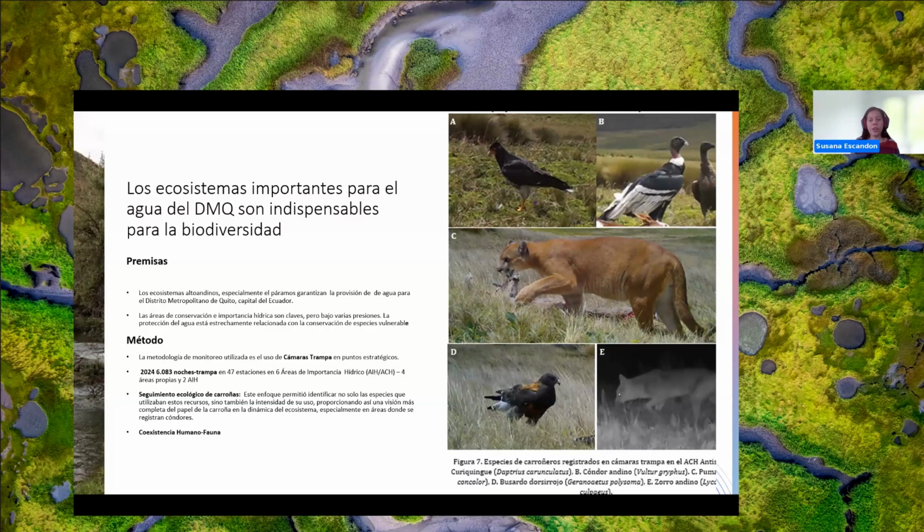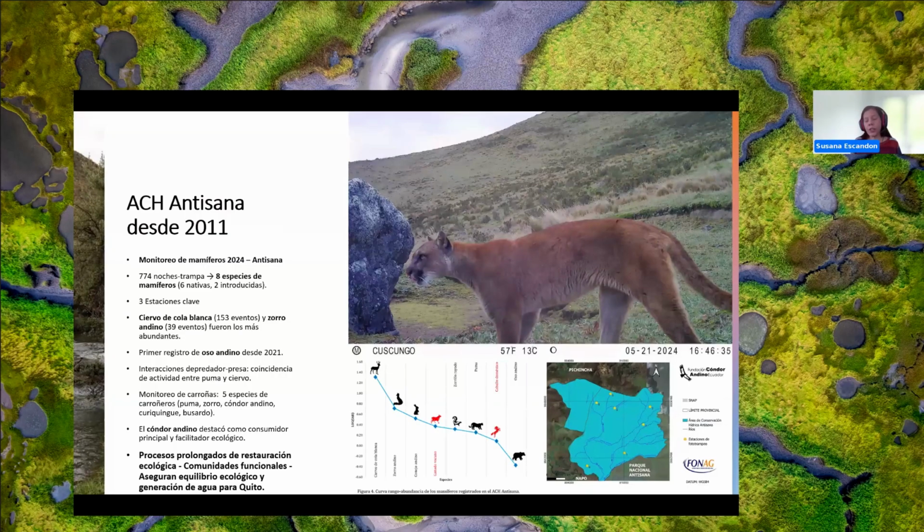Ecological monitoring of carrion. This approach allowed us to identify not only the species that use these resources, but also the intensity of their use, thus providing a more complete view of the role of carrion in ecosystem dynamics, especially in areas where condors are recorded. And of course, the human-wildlife coexistence.